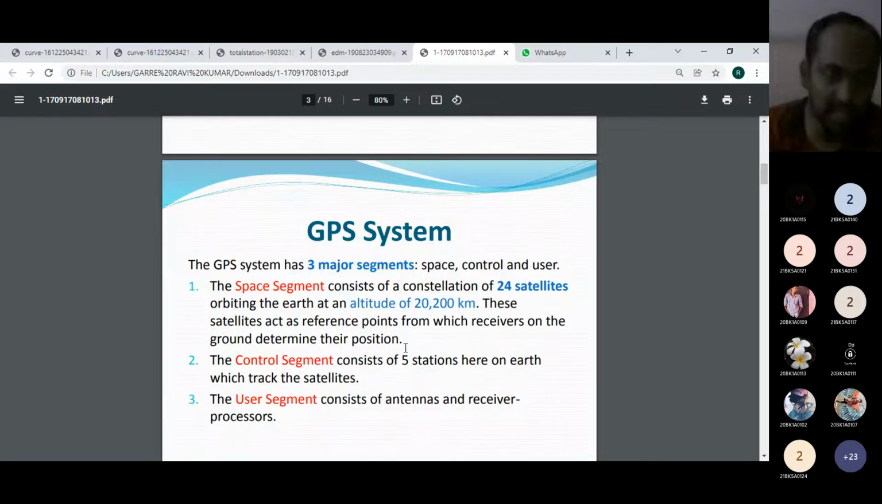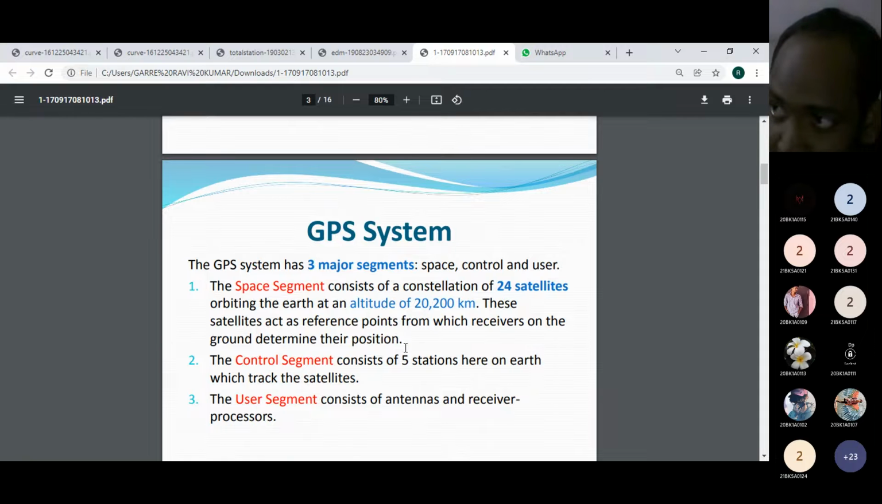The GPS system has especially three segments: the space segment, the control segment, and the user segment. The space segment is nothing but the satellites. In space, the satellites will be there, and the control segment is the station upon the earth where we are tracking the satellites.